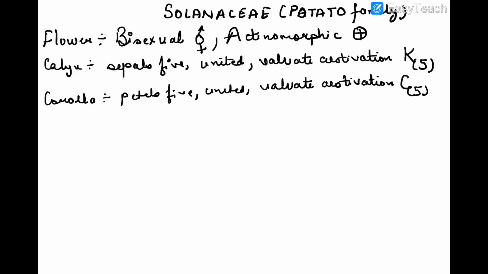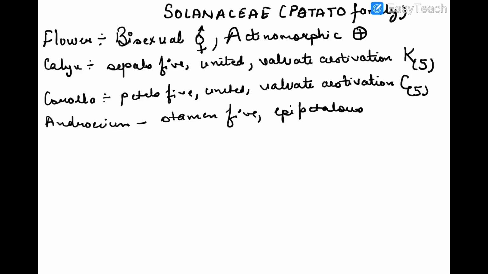Now let us look at the androecium. Androecium has stamens, which are 5, which is epipetalous, which means epipetalous means stamens are fused with the petals. Stamens fused with petals. So stamens are fused with petals, which is epipetalous, and stamens are 5. So A is for stamen, androecium, so they are 5. So we'll put like this.